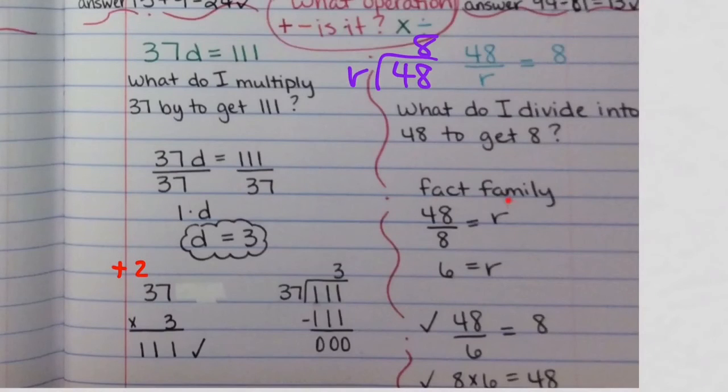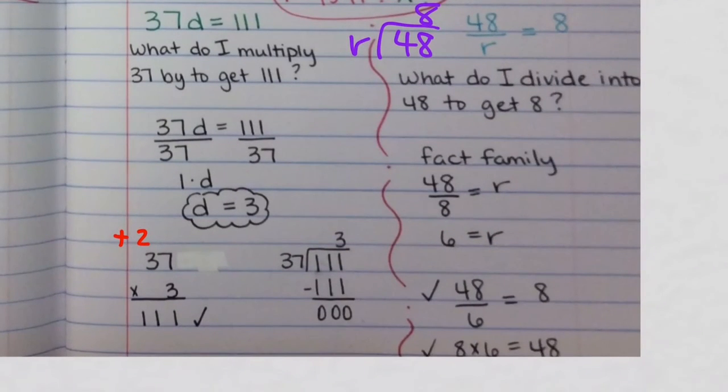Think about your fact families, guys. We already know it's 8. 8 times something is going to get you close to 48, or you can switch it around and divide 48 by 8. And that should give you 6. And of course, you can always check your answer. 48 divided by 6 gives you 8. So you check that off. You can check your answer. 8 times 6 is 48. 48 divided by 6 equals 8. So our r, our variable, is 6.